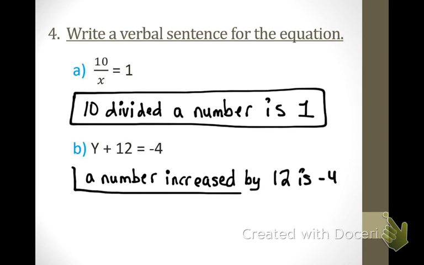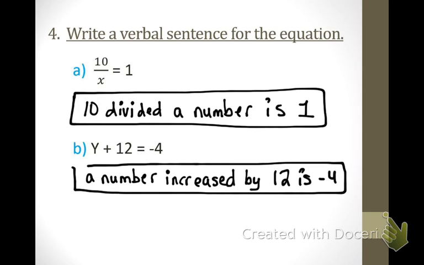There are some words she could have used different. Who has something that you wrote down that was a little bit different? Nick, what'd you write? I wrote a number added to 12 equals negative 4. Okay, a number and 12 equals negative 4. That's totally fine. You could put a number plus 12 equals negative 4. All of those are totally fine. And if you look at that yellow sheet right there, there's tons of different words that you can use whenever you have to write a verbal sentence.